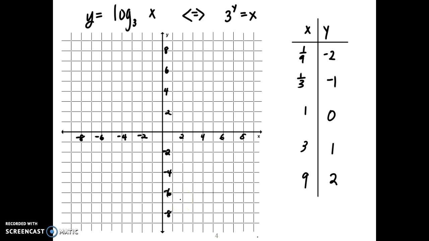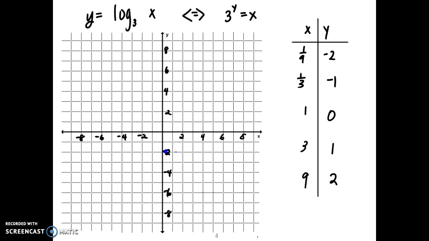Now, I don't need a calculator. I know that 1/9 is a number very, very close to 0. So if I want a number x that is very, very close to 0, then it's going to be very close to the y-axis, but not touching it or crossing over it. So (1/9, -2) would be somewhere here.